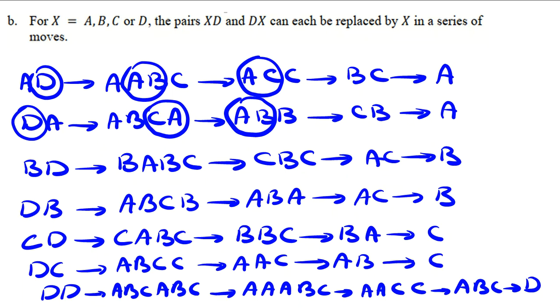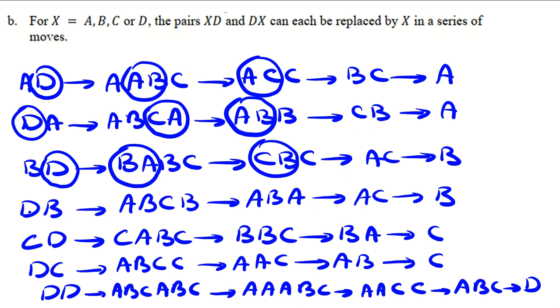Now BD, replace D with ABC, so it would be BABC. Then replace BA with C, and then BC we have. The next part, replace BC with A, and you have C here. And then replace AC with B. Okay, so we proved also BD.